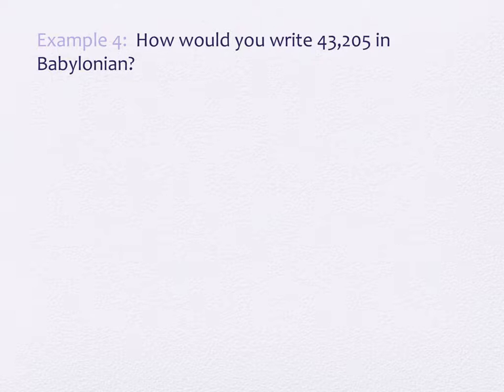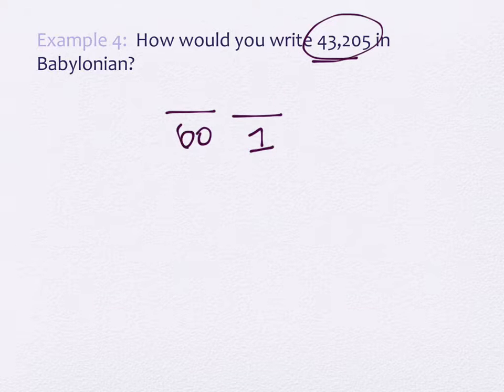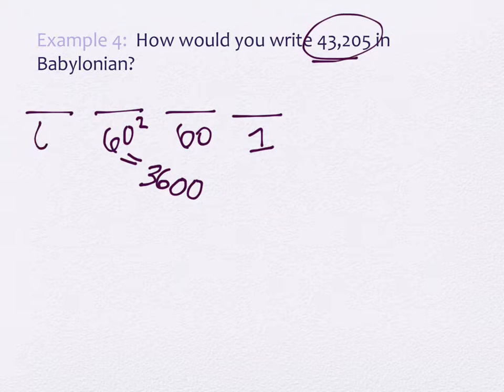Egyptians was real easy. We said, oh, there's 4 10,000s, there's 3 1,000s, and we just wrote the symbols down, right? But they didn't have this place value system to contend with. So let's see what we would do. What we're going to do is take this value and consider the place values in their system. They had a 1's place, the 60's place, they had 60 squared. What is 60 squared? 3,600. And then they had a 60 cubed place.